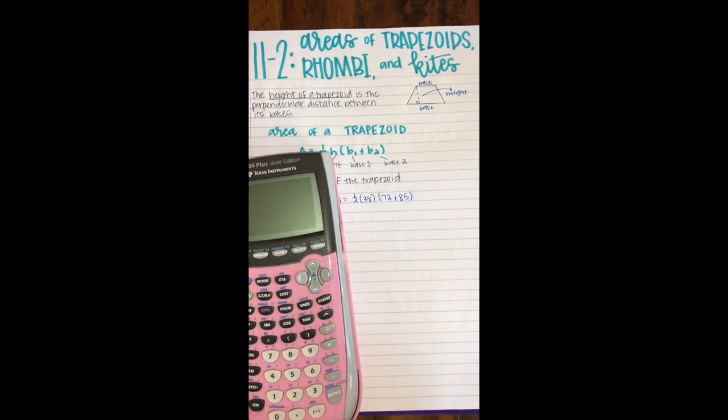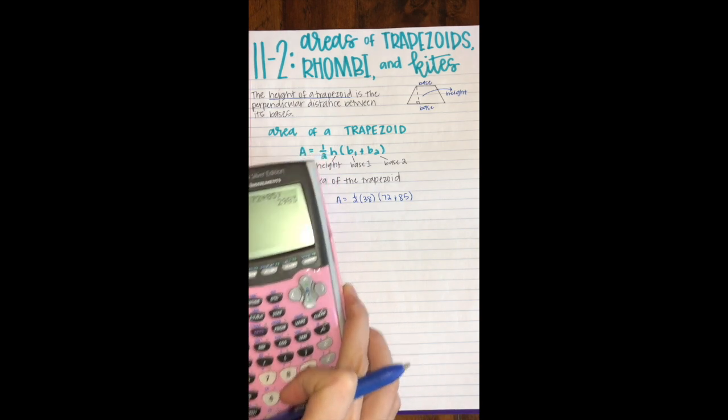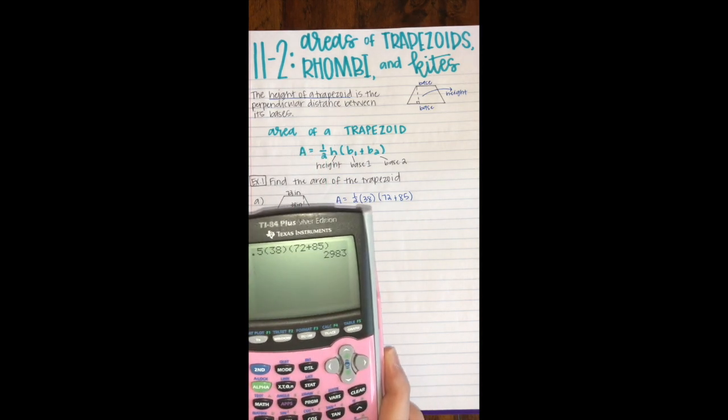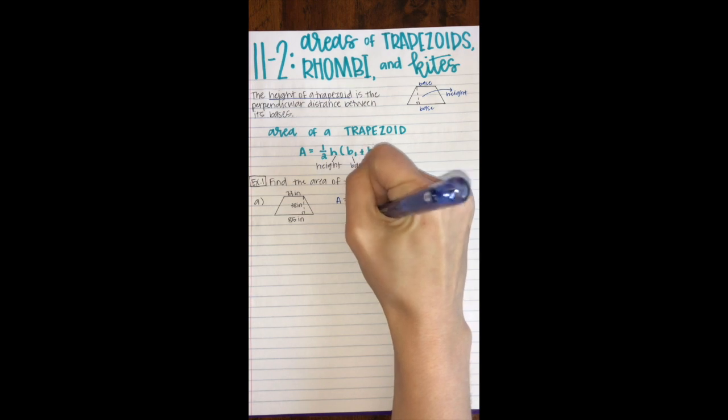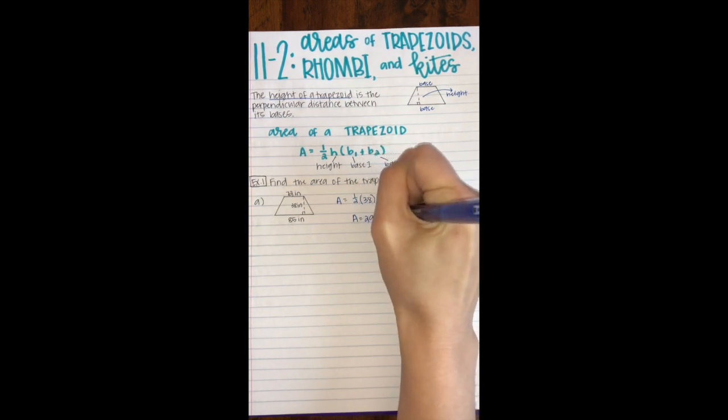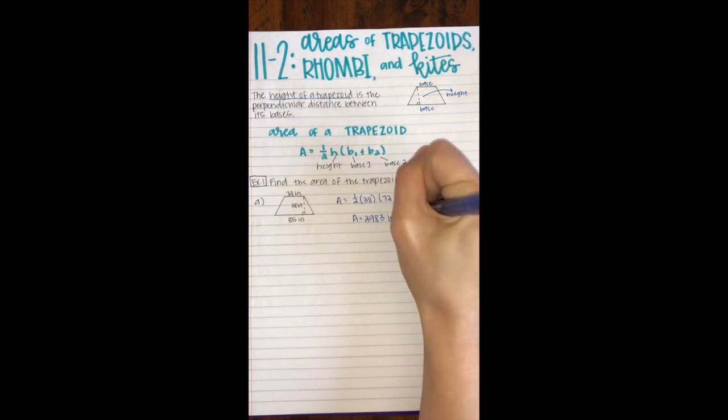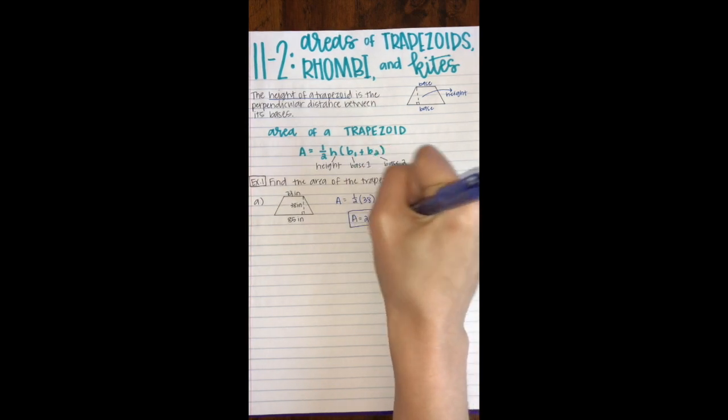So 1/2, or 0.5, times 38 times 72 plus 85. And that will give us that our area is 2,983. So area equals 2,983, and our units are inches, and since it's area, it will be squared.